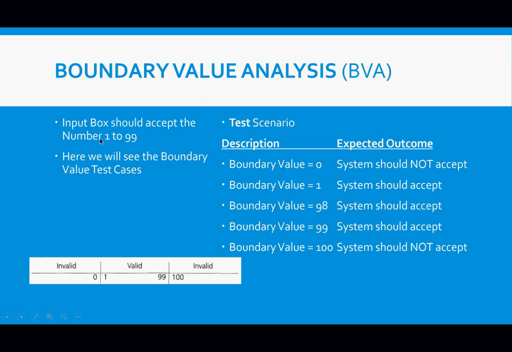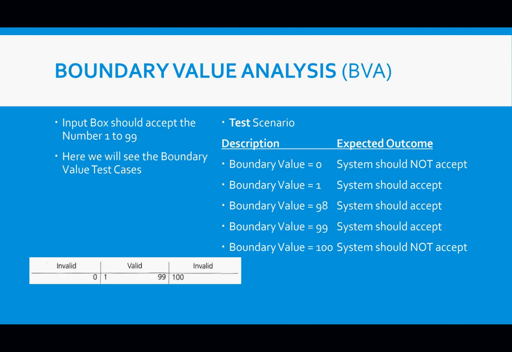Also, what are our invalid data? Zero, which is right at the edge of the boundary. And we look at after 99, what is the next value after 99? That is 100. Then we build our test cases from that.